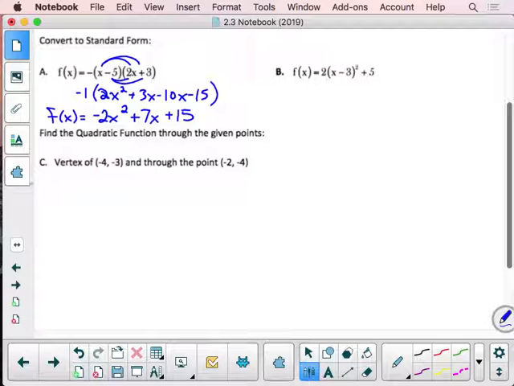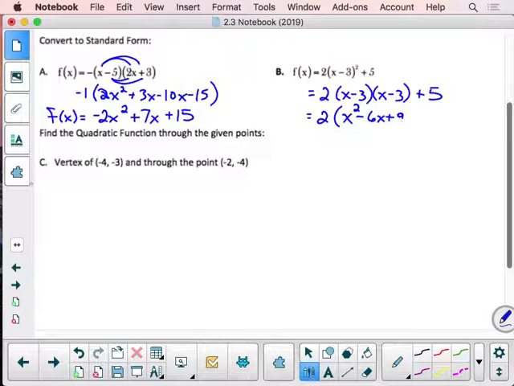Now, to convert vertex form into standard takes a little bit more work. Distribute that x minus 3 times x minus 3. That has to be our first step. We're going to then distribute the 2, and then add the 5 in at the end. So we'll end up with 2 times, you multiply x minus 3 times x minus 3, you get x squared minus 6x plus 9. Hopefully you already had that.